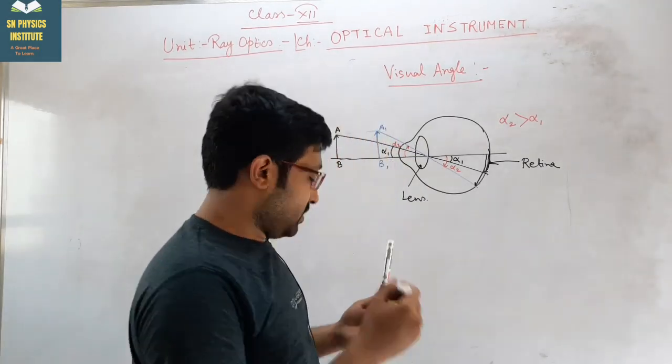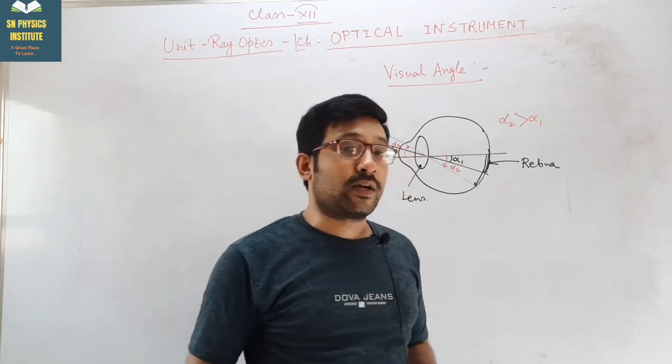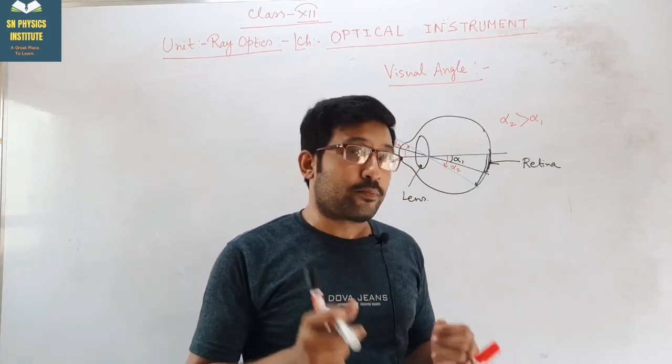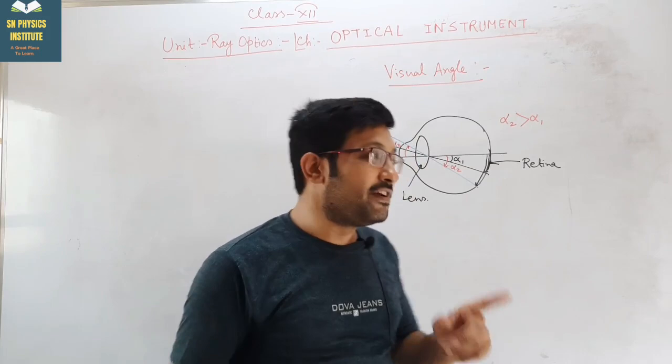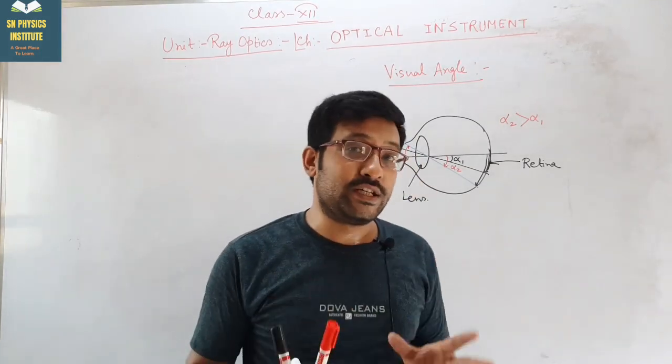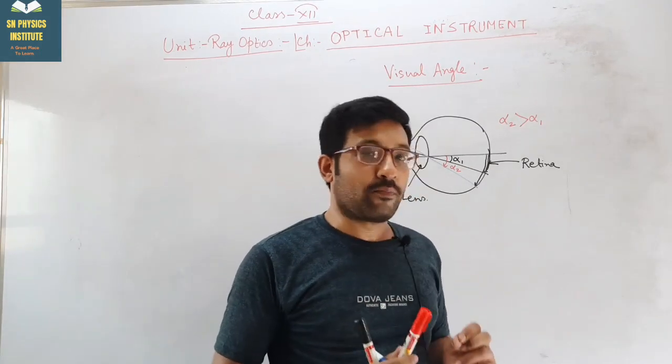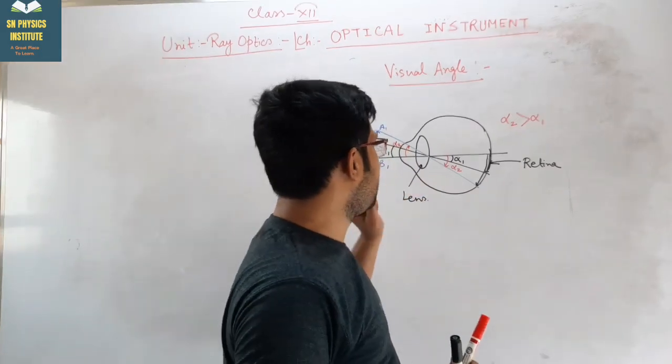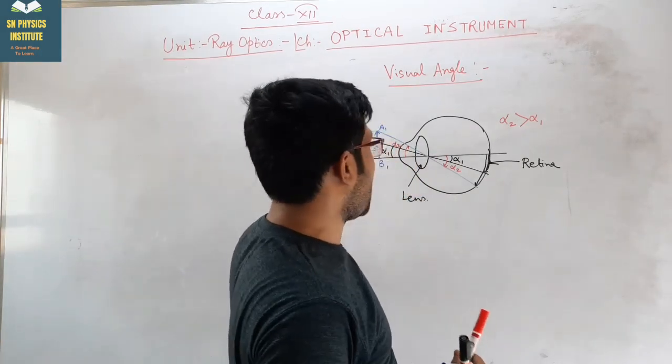Next, what is the function of an optical instrument? An optical instrument will increase this visual angle. This is the working of an optical instrument: it increases the visual angle.